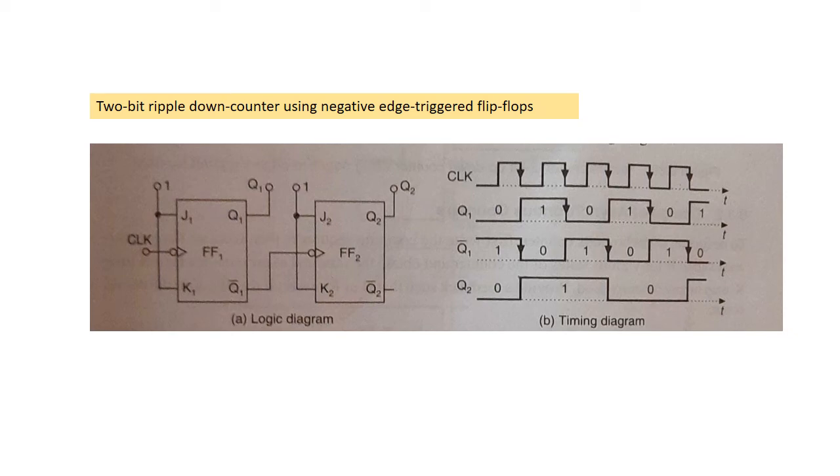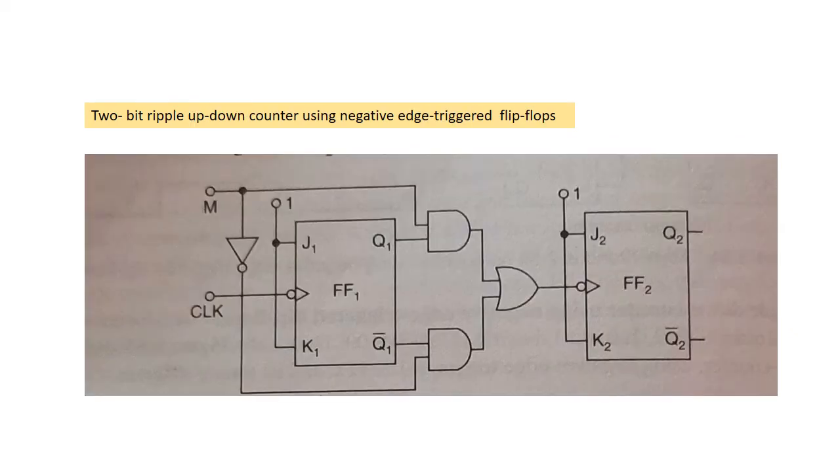For subsequent clock pulses, the counter goes through the same sequence of states. That is 0 0, 1 1, 1 0, 0 1, again 0 0, 1 1, 1 0, 0 1.